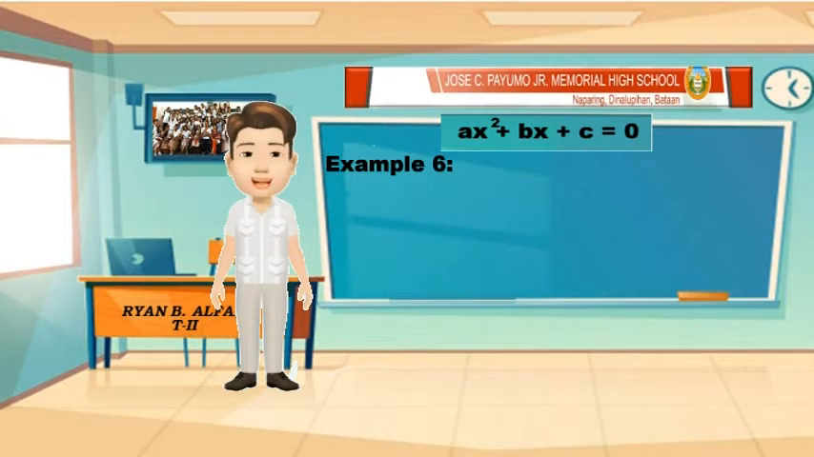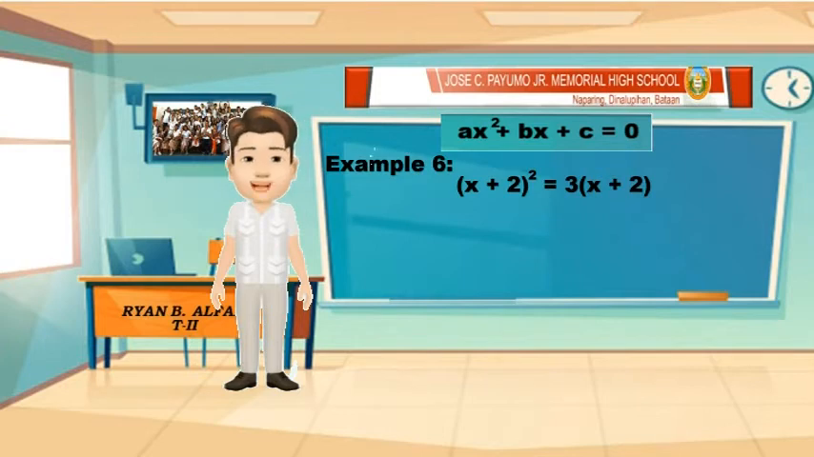Next, example number 6. We have quantity x plus 2 squared is equal to 3 multiplied to quantity x plus 2. Yes, it is not written on standard form. So we're going to write this equation to standard form. So try to observe both sides, the left and the right. So let us have first the left side. What can you say about quantity x plus 2 squared? Yes, it is the square of binomial.